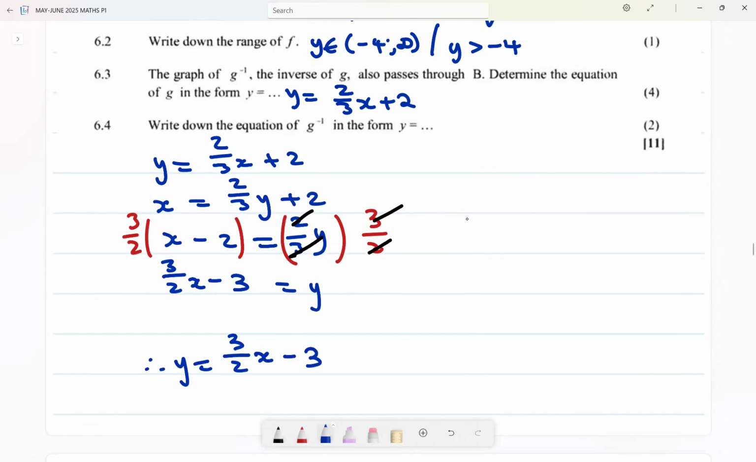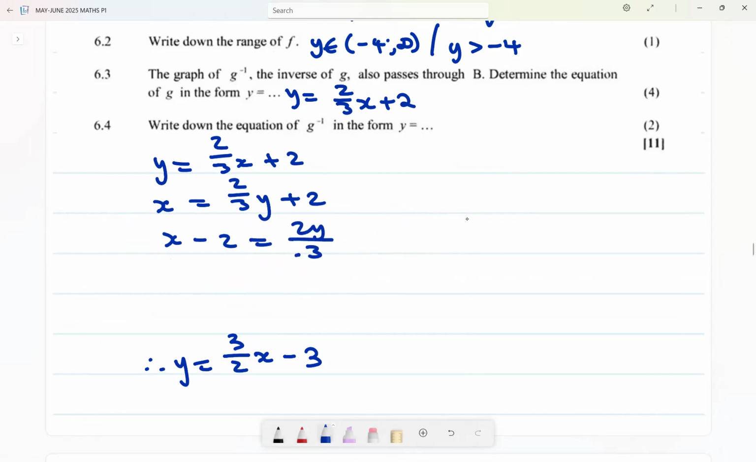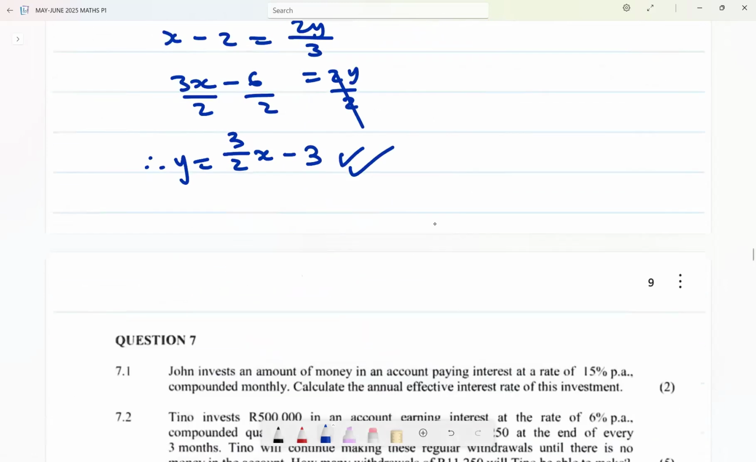That's that. Okay, if you're struggling with your mathematics here, you can say 2y divided by 3, and then multiply the 3 to the other side. It's going to be 3x minus 6 is equal to 2y. And then you divide everything by 2. It's going to lead to y equal to 3 divided by 2x minus 6 divided by 2, which is just 3. So beautiful.